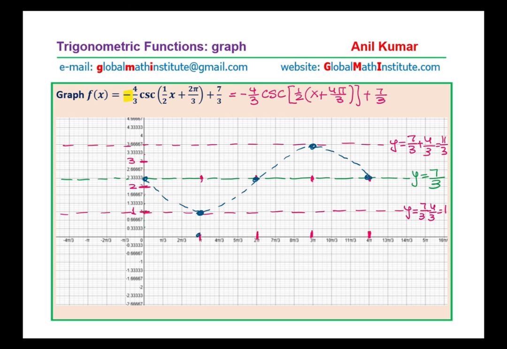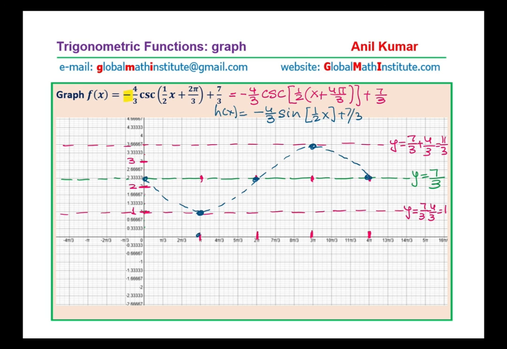Is that clear? So what I have drawn here, in blue, let me call this h of x equals minus 4 by 3 sine of half x plus 7 by 3. Makes sense, right? We have not done the phase shift.